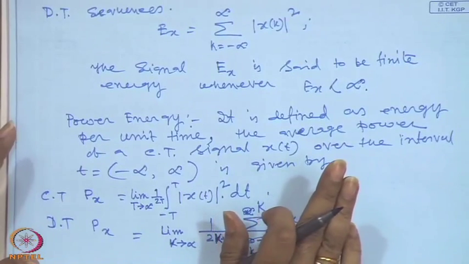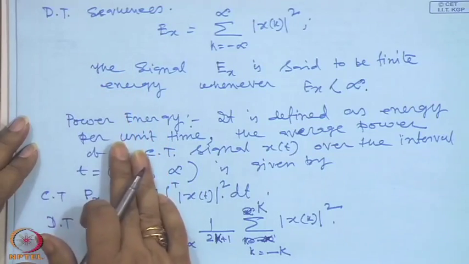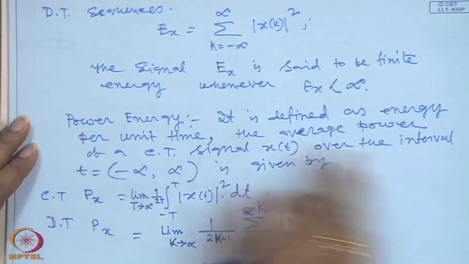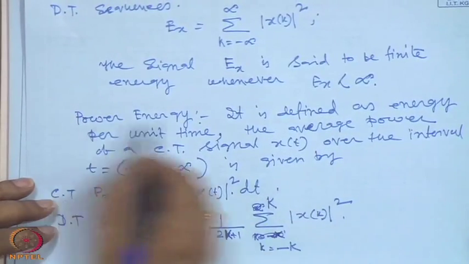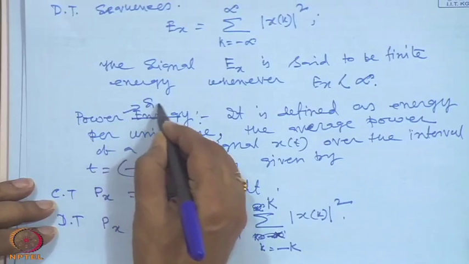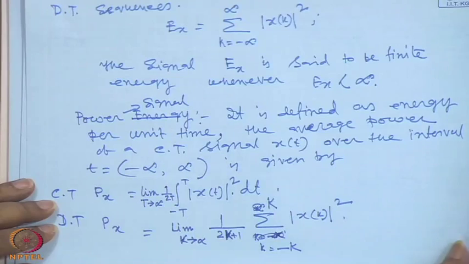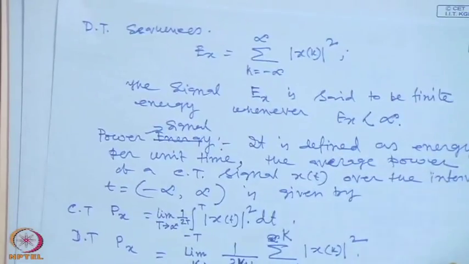So, we will use the meaningful definition of power when the signal does not tend to 0 as t tends to infinity. And we will use the definition of energy signal when the signal tends to 0 as t tends to infinity. So that is next.